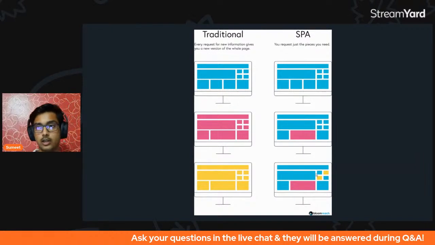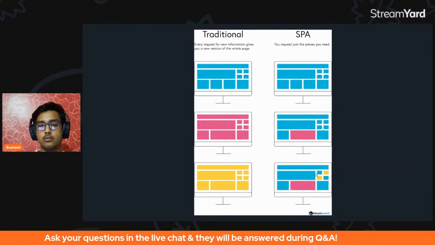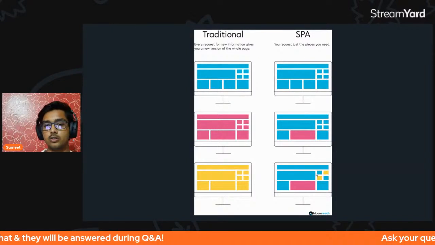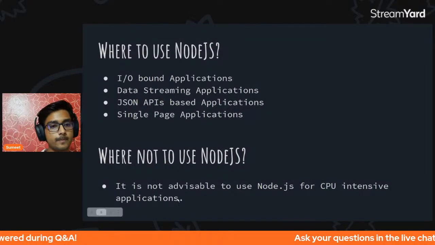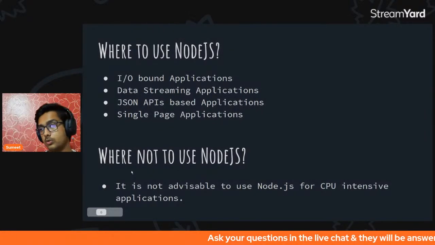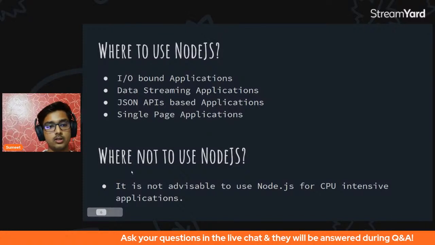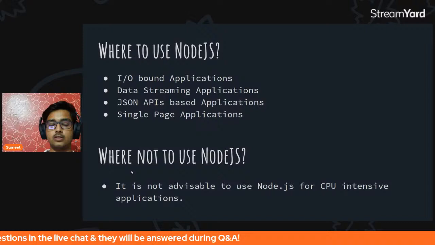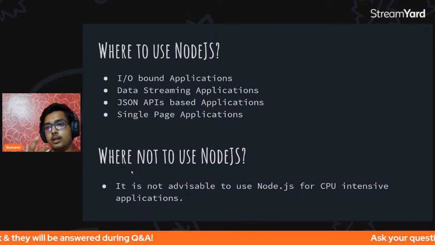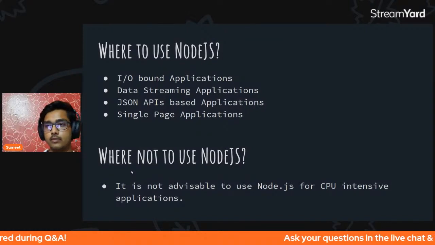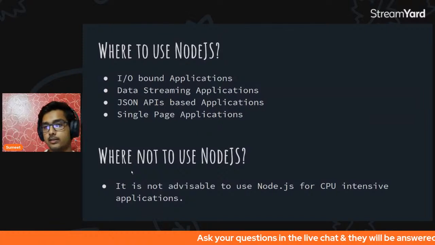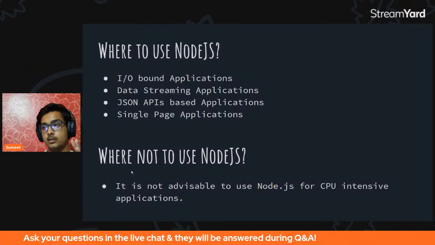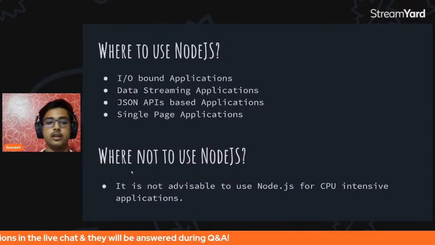So that's the advantage: the load on the server gets reduced. Okay, now let's say where not to use Node.js. It is not advisable to use Node.js for CPU intensive applications. Suppose, let me give you an example. If you have a Bitcoin mining website on which you want the client's CPU power to mine Bitcoins, it is not advisable to use Node.js in that kind of website.